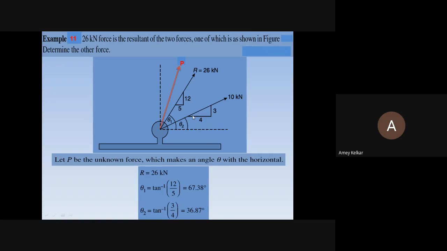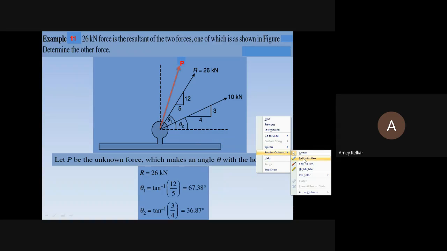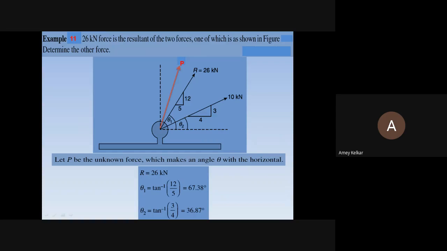Now see here how we calculate the angles. Angles are not given in this example. This is also a very important point, and such problems are asked regularly in the final exam. So we know the definition of tan theta: tan theta is opposite upon adjacent. This is the angle.